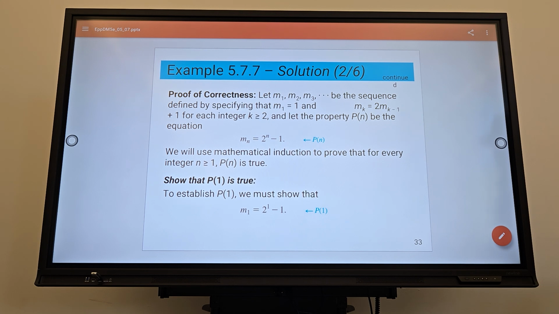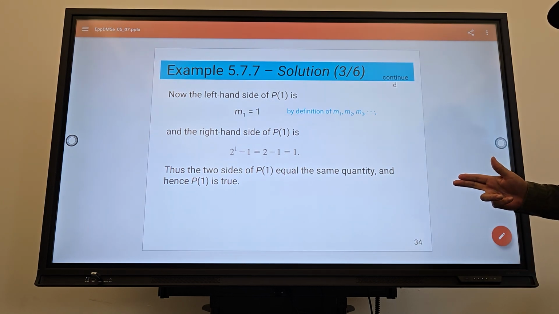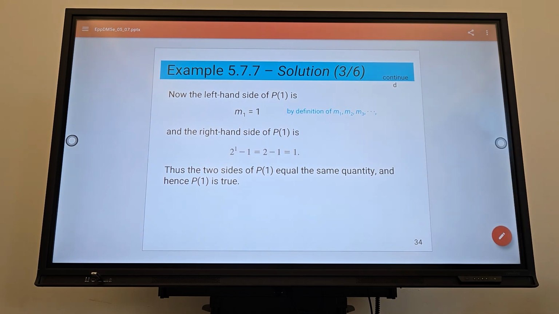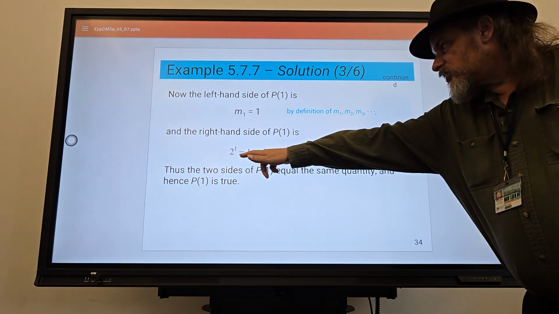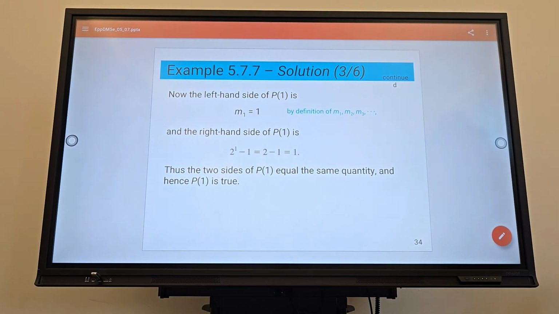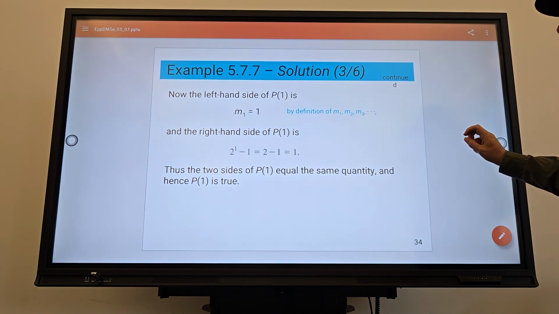So, show that P sub 1 is true. Show that m sub 1 equals 2 to the 1 minus 1. Well, that means m sub 1 by definition is equal to 1. And the right-hand side of P sub 1 is 2 to the first minus 1, or 2 minus 1, which is 1. Thus, the two sides of P of 1 are equal to the same quantity, and hence P of 1 is true.